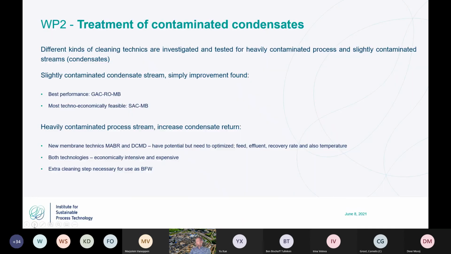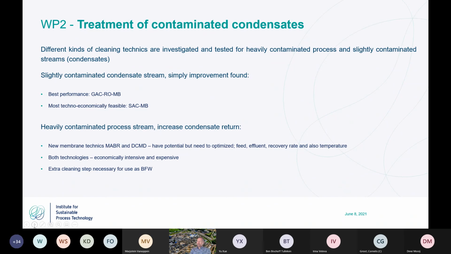Okay. Go to the next one. In work process 2, Irina did a lot of good work about membranes for cleaning contaminated process streams, for instance, for hydrocarbons.